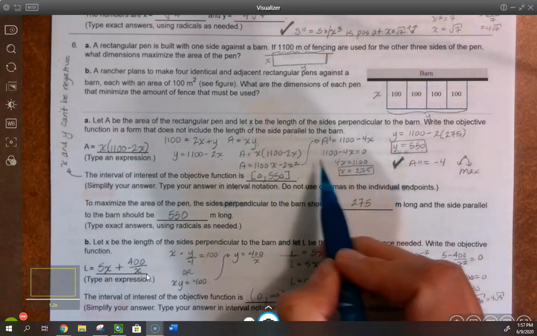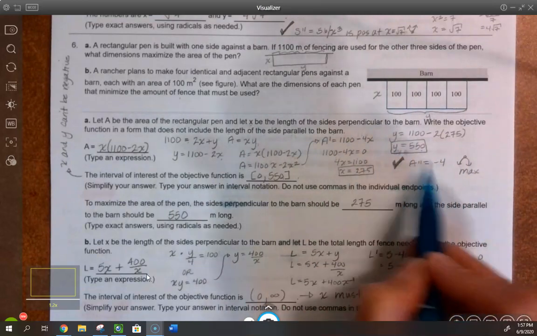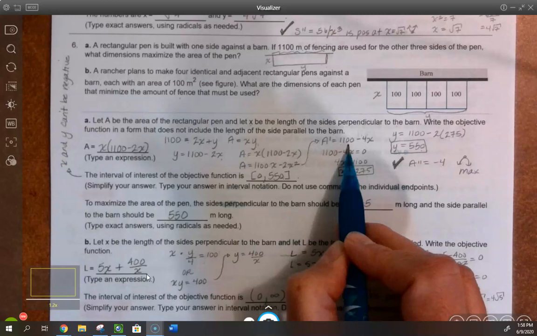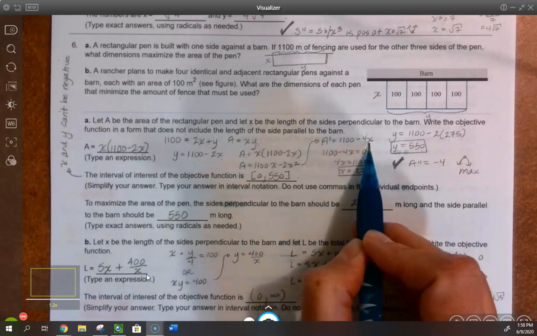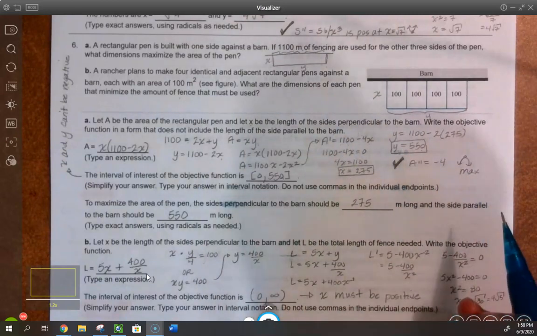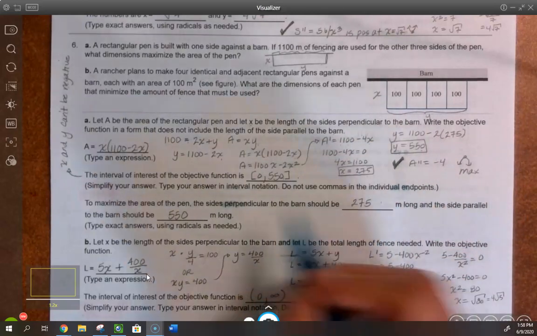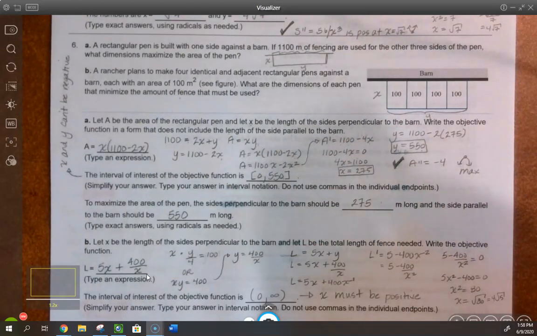by taking our second derivative. So our second derivative is equal to -4. Derivative of 1100 is 0. Derivative of -4x is -4, so we know that's a maximum. And so we've checked our answer. We get those two pieces.